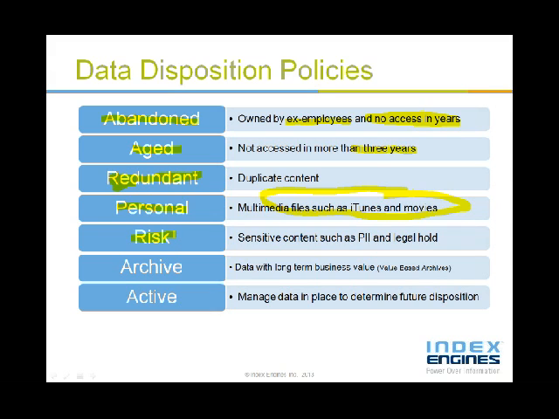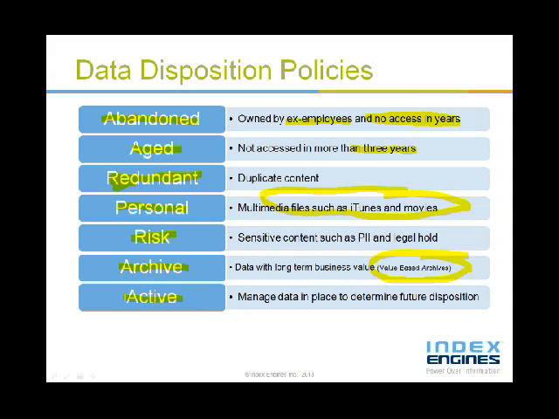Risk-based data, that's your e-discovery stuff, your legal hold stuff, your stuff like PII, which is personally identifiable information that needs to be on legal hold. So where is that stuff? Archive-based data, that's your content with long-term business value. We're focused on value-based archives versus archiving everything. So, this will allow you to find that content.